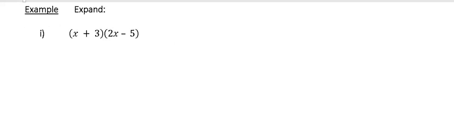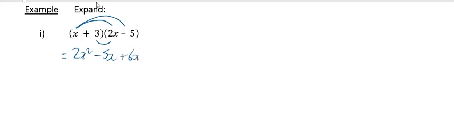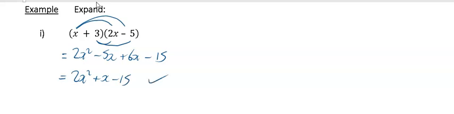So here we have x plus 3 upon 2x minus 5. I like to just do this using the curly lines. I have x times the 2x, which is 2x squared. Then x times minus 5 is minus 5x. And then you've got 3 multiplying everything. So 3 times the 2x gives you 6x, and 3 times the minus 5 gives you minus 15. And all you have to do then is tidy up or collect any like terms. You've got minus 5x and this plus 6x can be grouped together to just give you plus x. And that is it done.